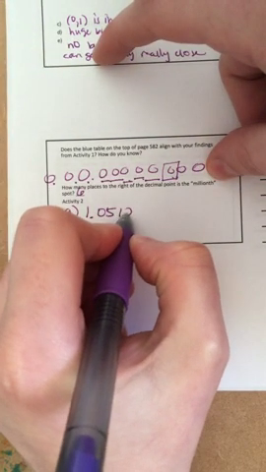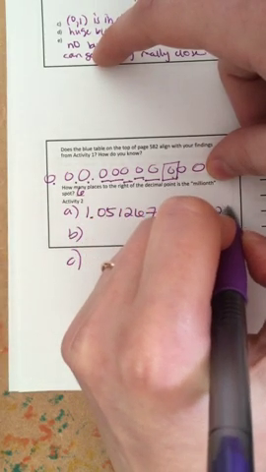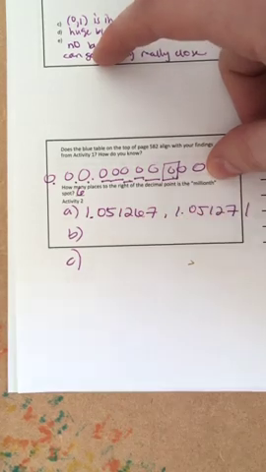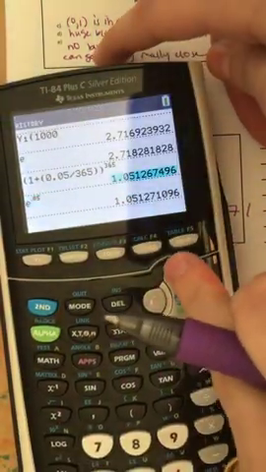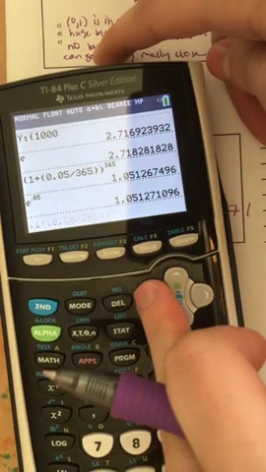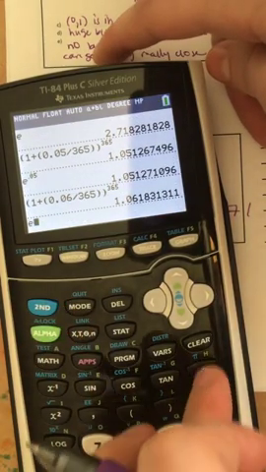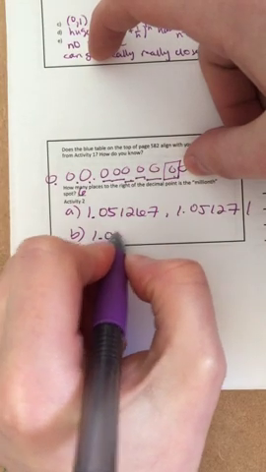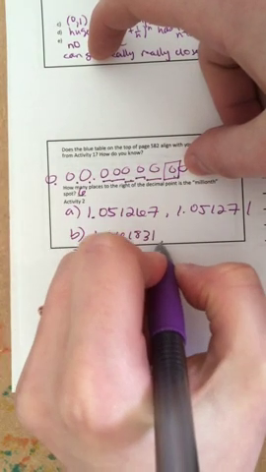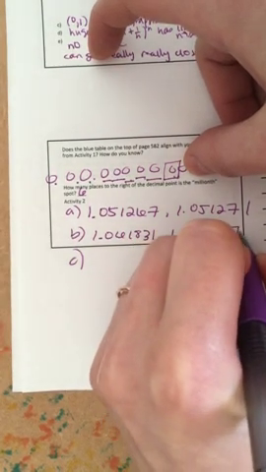I'm going to put those 2 numbers down to 6 decimal places, 1.051267 and 1.051271. That's 6 decimal places. Okay, and then part B, I'm going to take the same thing, but we're going to be putting in 0.06, and then I want e to the 0.06. So writing those numbers down. This should round, so that should be 7.